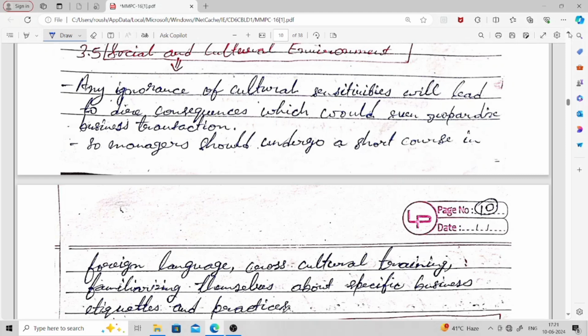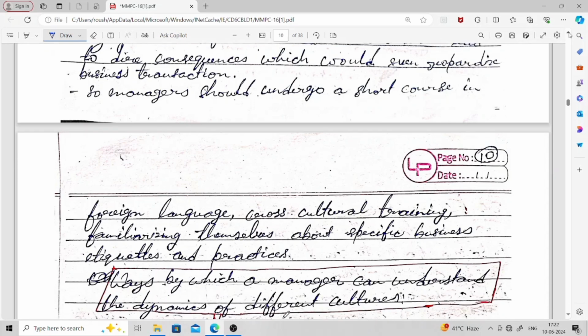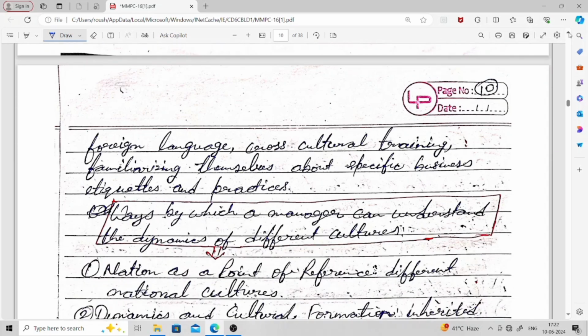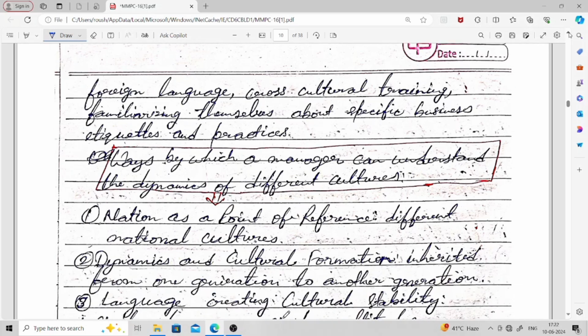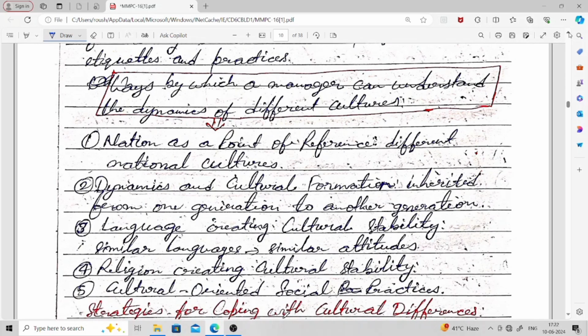Any ignorance of cultural sensitivities will lead to dire consequences which could even jeopardize business transactions. So managers should undergo a short course in foreign language, cross-cultural training, familiarizing themselves with specific business etiquettes and practices. The following are different ways by which a manager can understand the dynamics of different cultures.